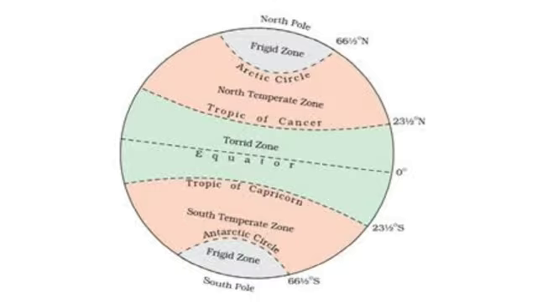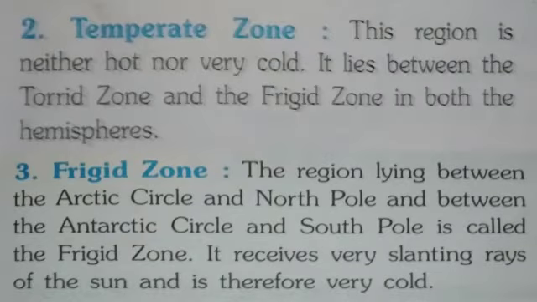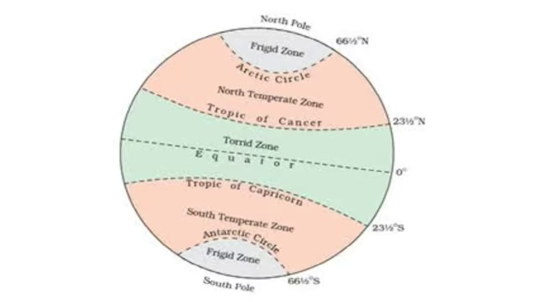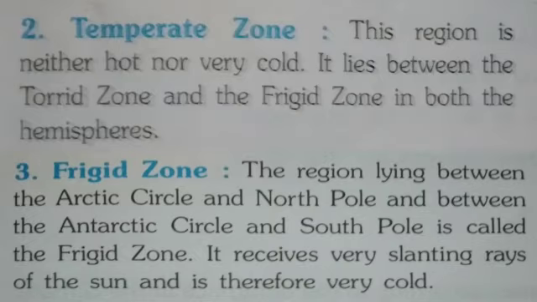Next is temperate zone. This region is neither hot nor very cold. It lies between torrid zone and the frigid zone in both hemispheres. You can see in the diagram here it is temperate zone. It is north temperate zone and it is south temperate zone. So, the south temperate zone is between Tropic of Capricorn and Antarctic Circle, and the north temperate zone is between Arctic Circle and Tropic of Cancer. Next one is frigid zone.